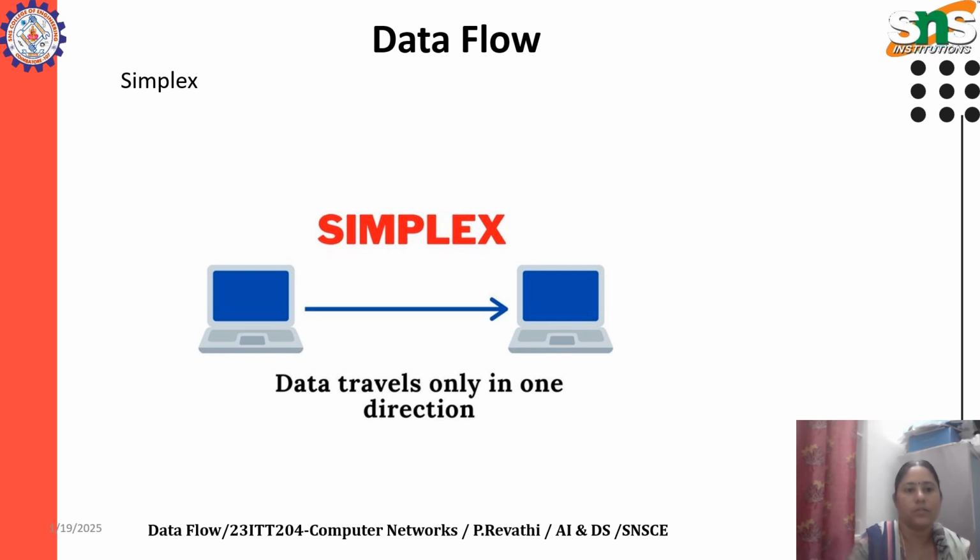Simplex. In simplex, communication is unidirectional. Only one of the devices sends the data and the other one only receives the data. Example, in this diagram, one computer is sending data to the other computer. Data travels only in one direction.